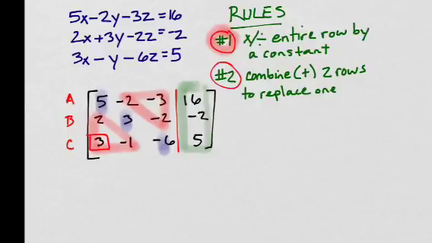Rule number 2: I can take 2 rows and combine them together by addition, just add them together, or subtracting. And then take the answer, whatever I get, and replace one of those rows with that set of answers. Okay, so let's do that.